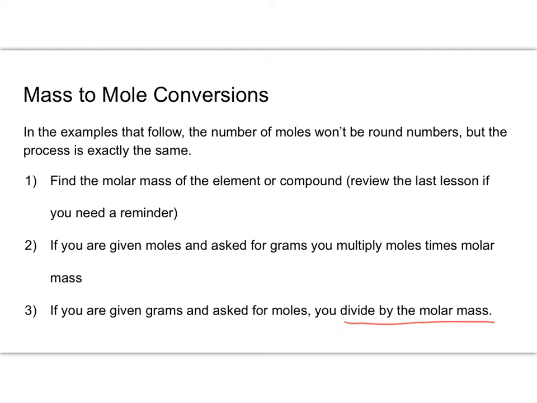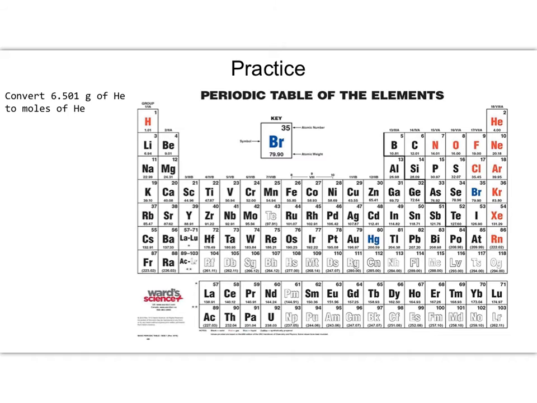So let's take a look at a few of these. Okay, convert 6.501 grams of helium to moles of helium. So what are we given? Okay, well, we're given grams, we're given mass, and it says convert to moles. So our answer is going to be moles. So when we're converting to moles from grams, we take the number of grams we're given.